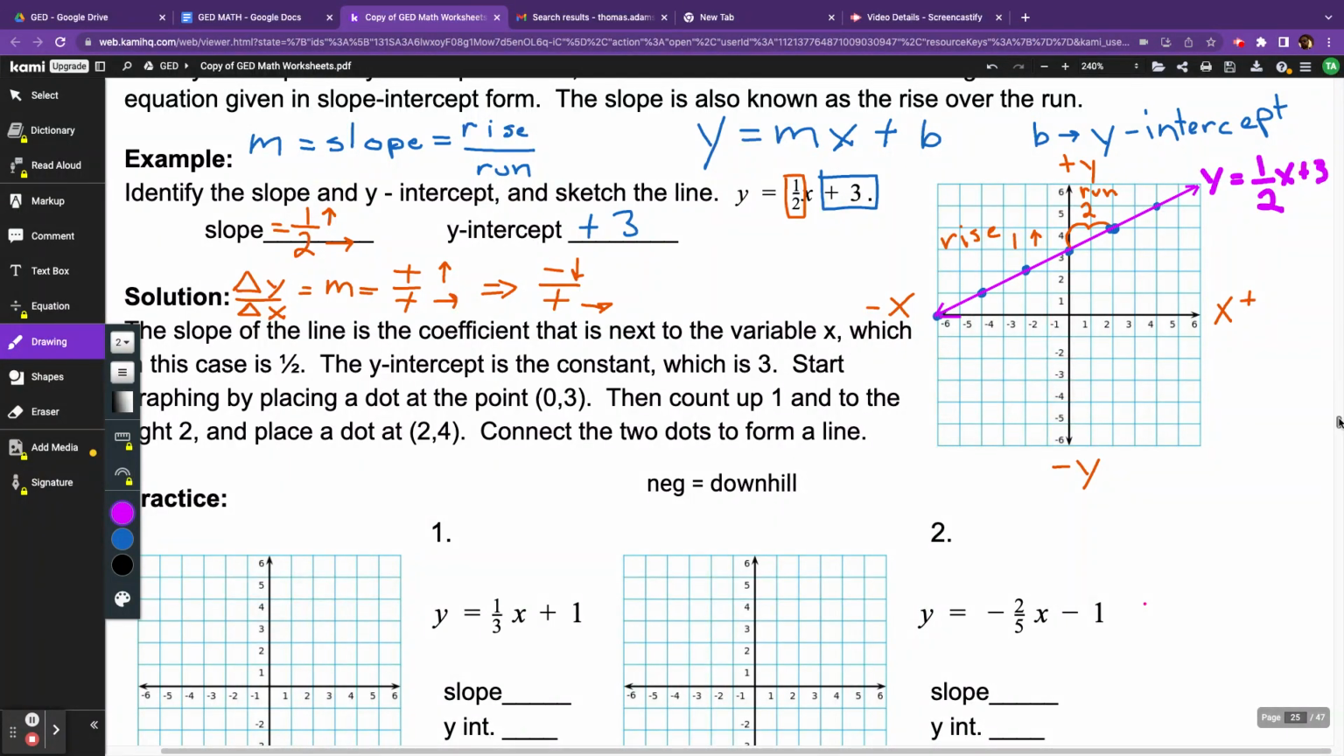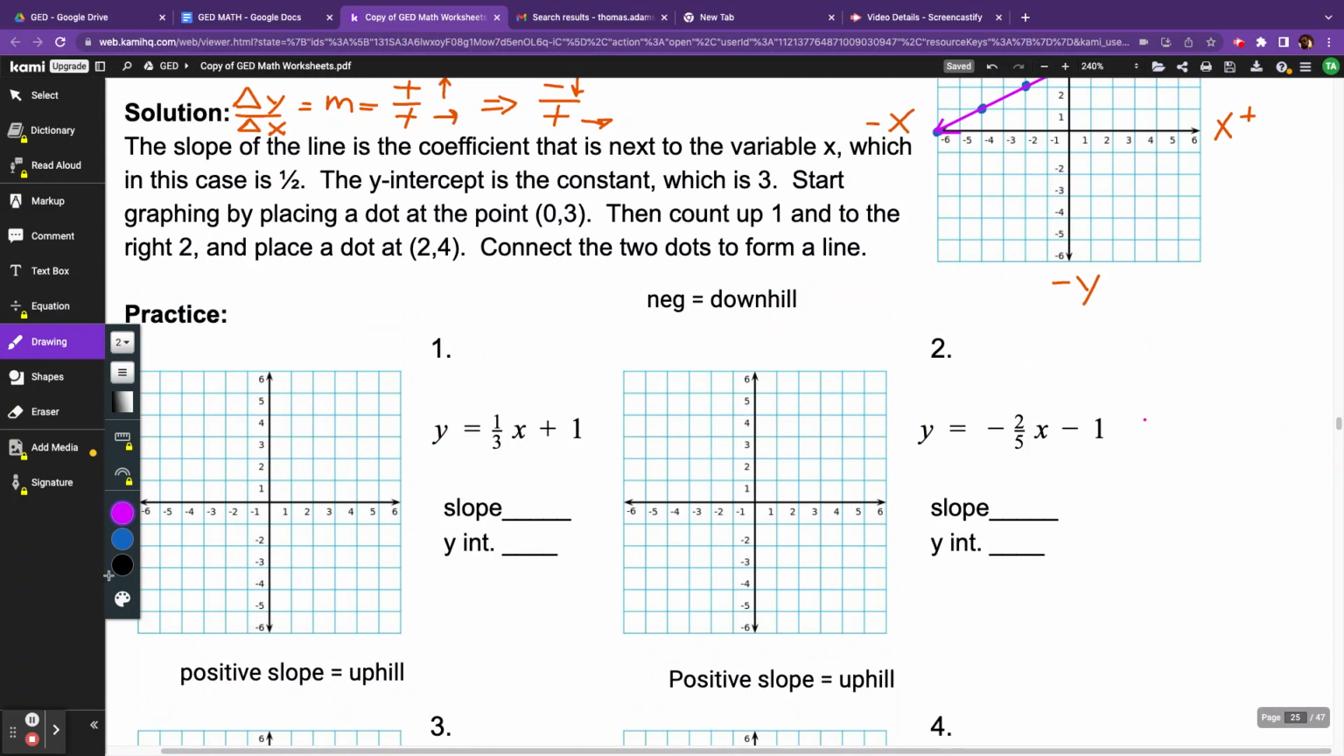Okay? So let's go ahead and try to do one here. You ready? What is the slope? 1 over 3. You don't need the x. What is the y-intercept? 1. So what I'm going to do is I'm going to go to 1, right? Remember, this is the y-axis. And I'm going to go to positive 1, which is here. From there, what do I do?